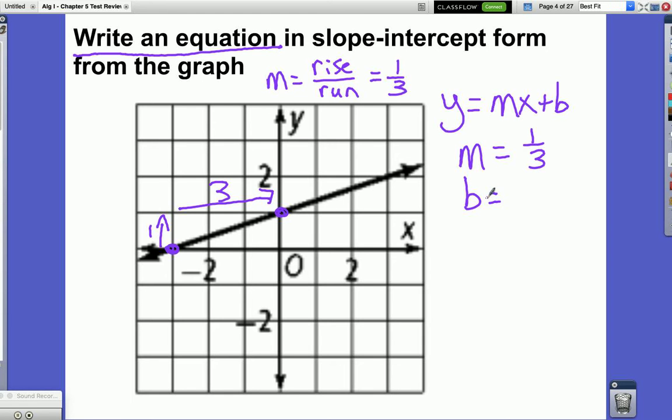The y-intercept, b, is where the line crosses the y-axis. So here's where the line crosses the y-axis. That is up at 1. Now we write our equation. Y equals 1 over 3x plus 1.